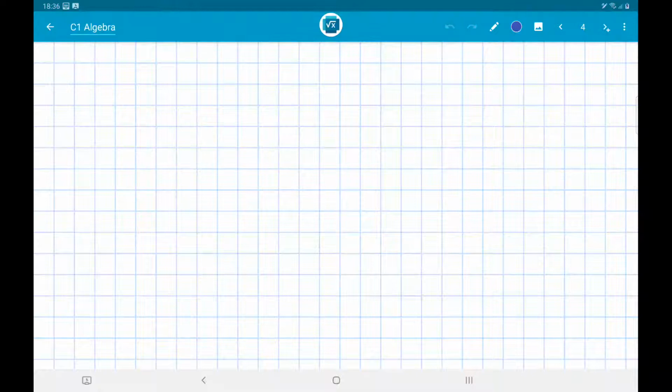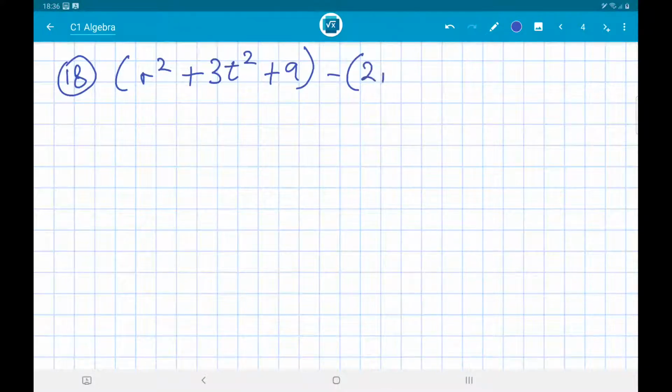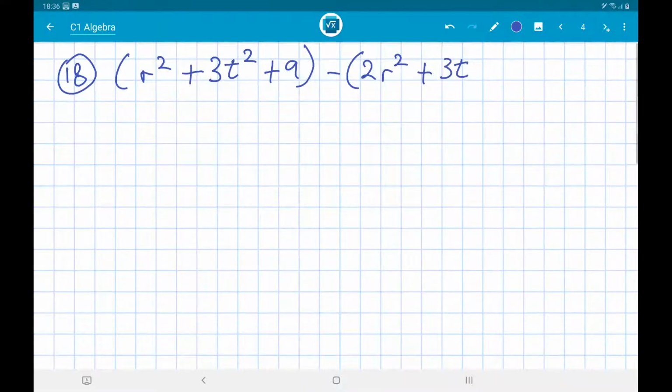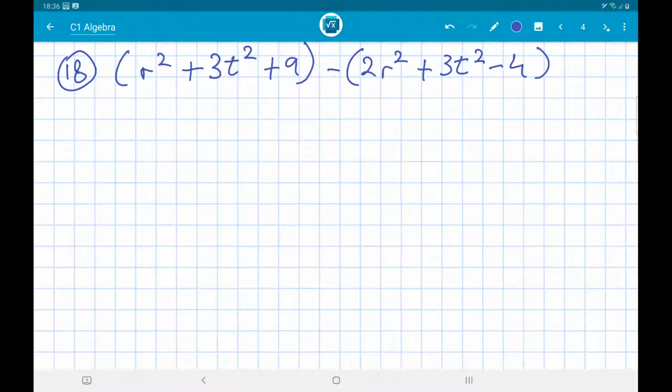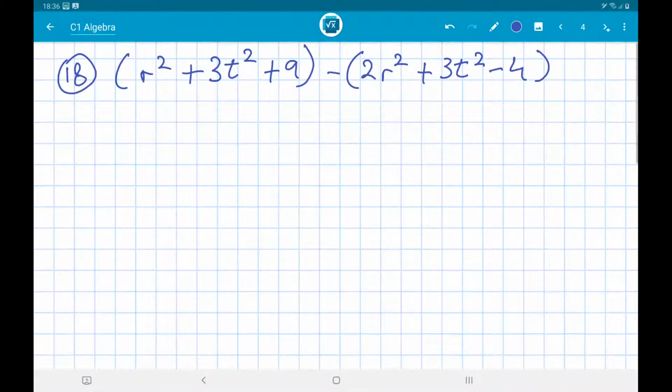We got 18. So we got r squared plus 3t squared plus 9, and you go minus 2r squared, tricky, plus 3t squared, okay, minus 4. Okay, so now that minus is there to sort of confuse, I suppose, but if you look at it carefully, you can just write it as minus 1. And what you got to do is multiply every single term with that minus 1 before you bring it out.